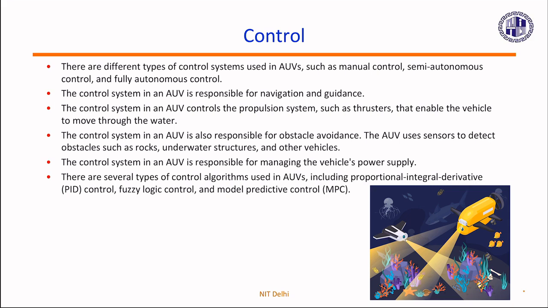During the mission, AUVs need to communicate with the mission control center to transmit data and receive instructions. The EUVs collect data during the mission and the data needs to be processed and analyzed to extract useful information. The data collected by the EUVs can be used to create 3D maps of the sea floor, study the movement of marine life, or monitor the environment for pollution.